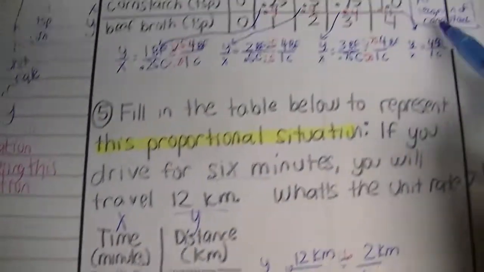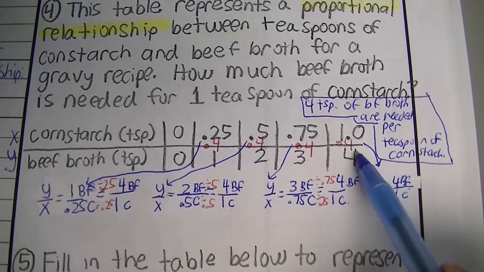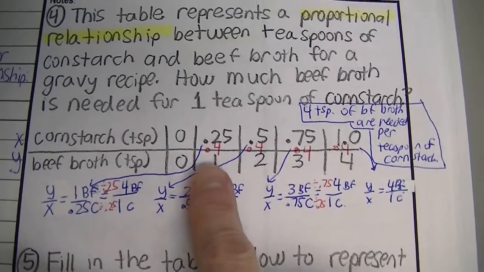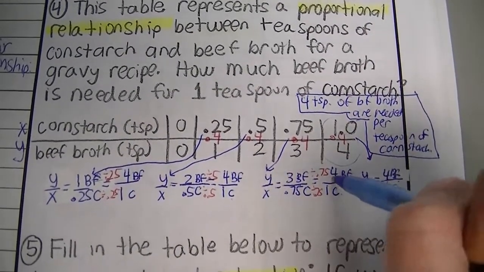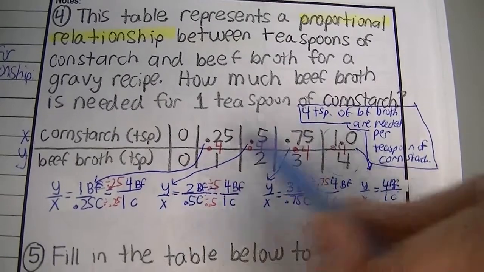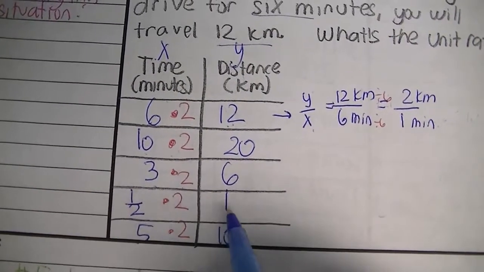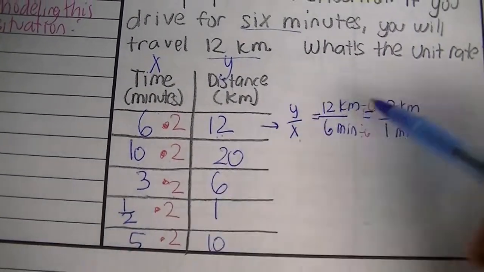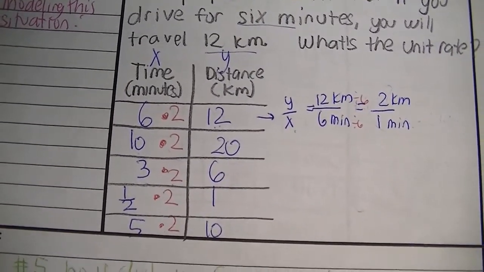Because look up here. X was 1. This right here is the unit rate, okay? Not this. No, it's this one, okay? This is the unit rate. You'll see right there. Unit rate, unit rate, unit rate. When x is 1, the corresponding y value is the unit rate. Is x 1 over here? Nope, y is. So this is not the unit rate because your unit rate is 2 kilometers per minute, okay?